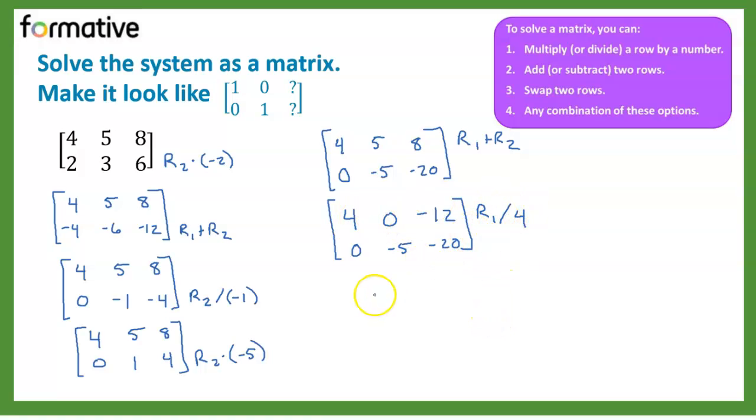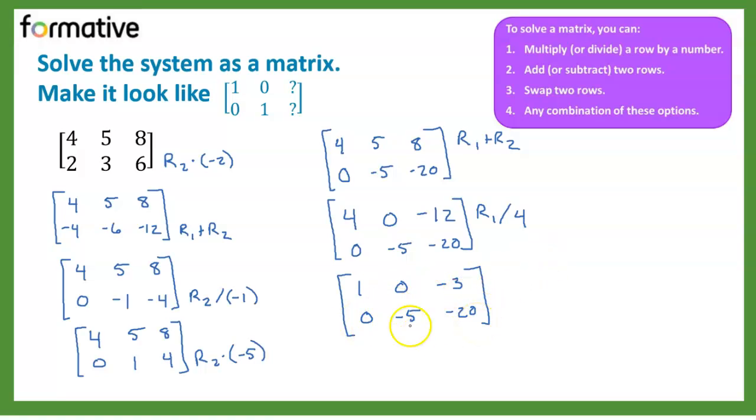So 4 divided by 4 is 1. 0 divided by 4 is 0. -12 divided by 4 is -3. And we didn't do anything to row 2. So now that top row is in the correct form. We've got x equals -3. Let's just look at our bottom one now.